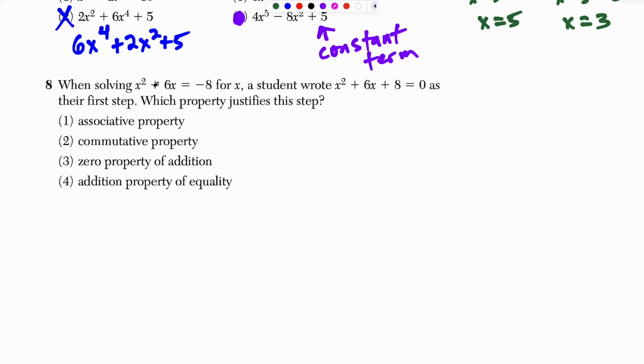Question 8, when solving x squared plus 6x equals negative 8 for x, a student wrote x squared plus 6x plus 8 equals 0 as their first step.